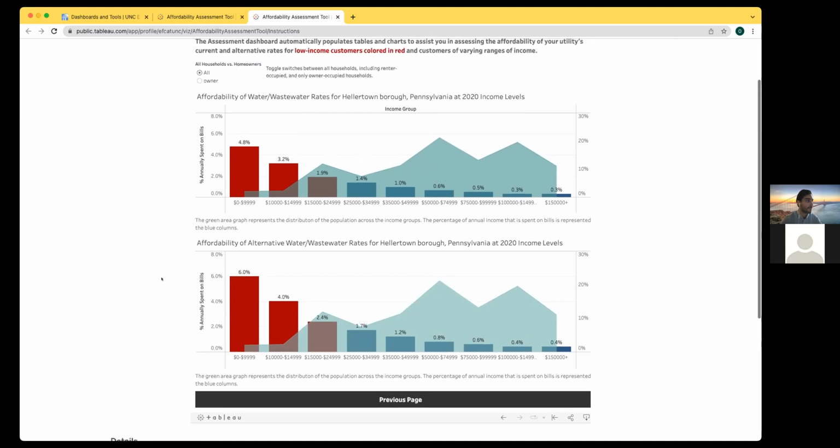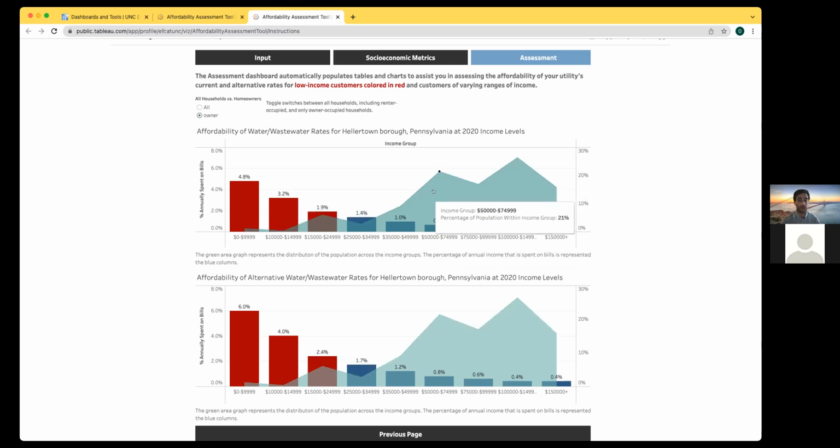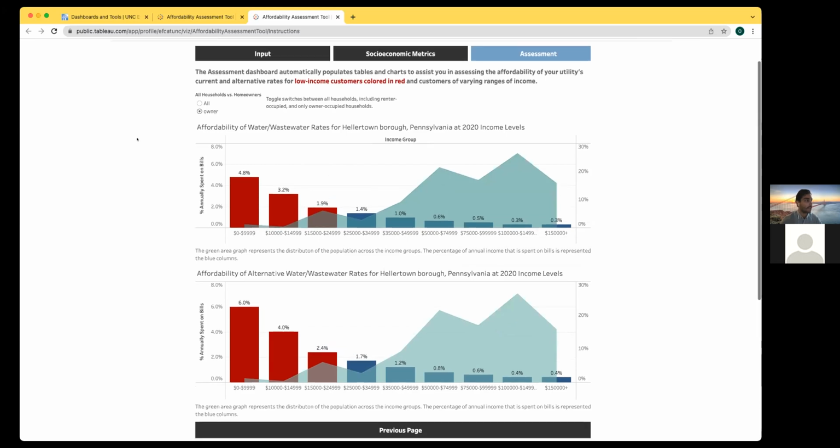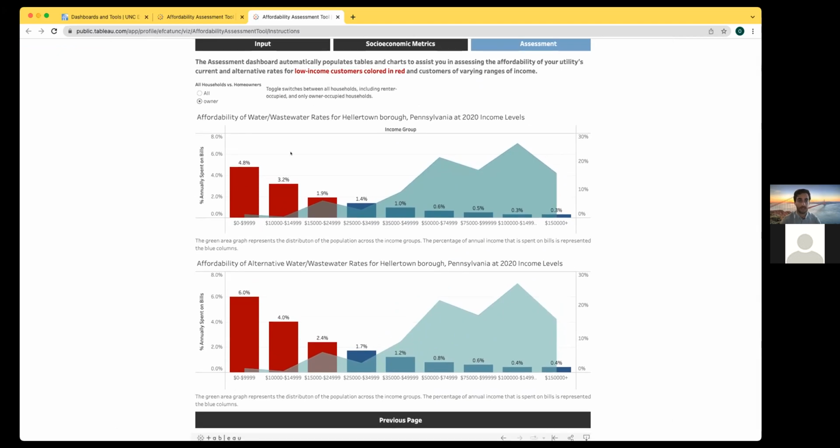We also have this toggle that switches between all households, including renter occupied, and then owner only occupied households. Renter occupied households' residents may not know how much they're paying for their water bill; it may be paid by the apartment complex or whatever the landowner is. Owner occupied households puts all the people who are paying their water bills directly, and we can examine how the population shifts for that metric. This is just a live demo of the tool and some of the things it offers for people interested in examining the affordability of their rates.